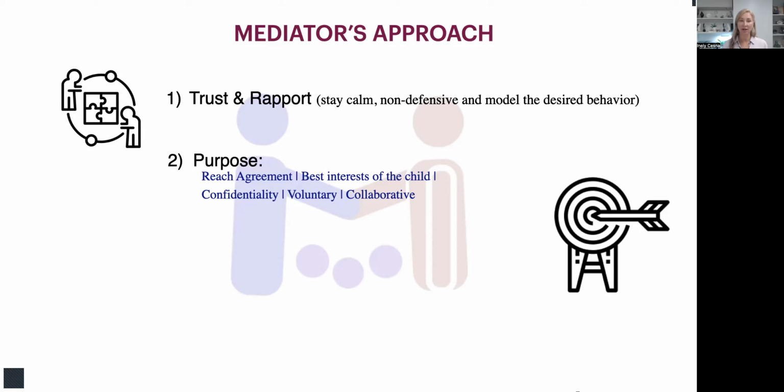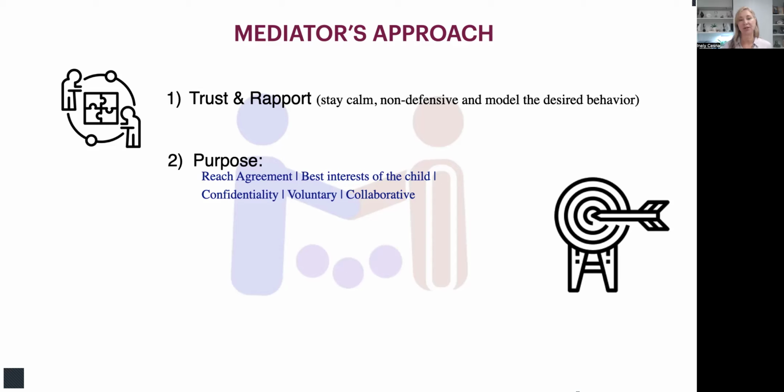Make sure we clarify what we're doing here, what this is all about. This is all about reaching an agreement. In case of dependency court mediation, it's all about the child, right? It's the best interest of the child, to protect that child, to make sure that child has a successful path for future growth. That has to do with the confidentiality of the situation, with the voluntary nature of mediation, and the collaborative approach that we are trying to build.